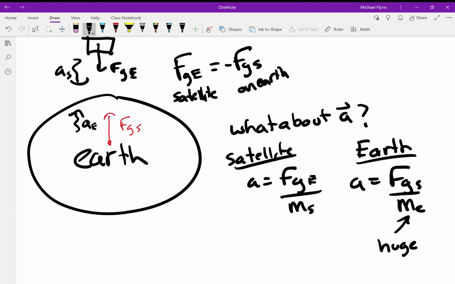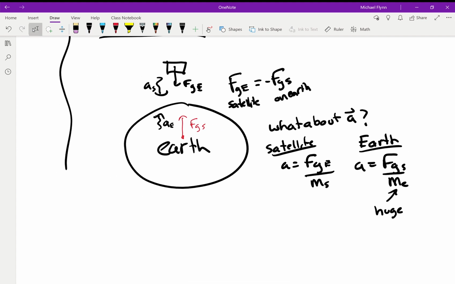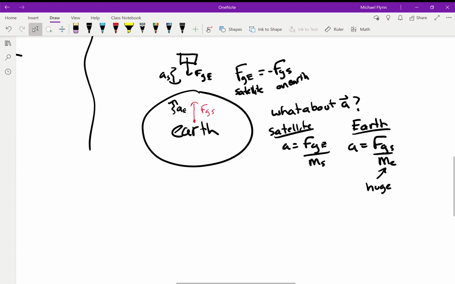So small that, if we were to work it out, it would take the Earth 1,000,000 years to move the width of an atom. No one is going to notice that. Obviously, it's way too small for anyone to notice. So while the forces are equal and opposite, the accelerations are not equal and opposite. And people have a lot of misconceptions about this.